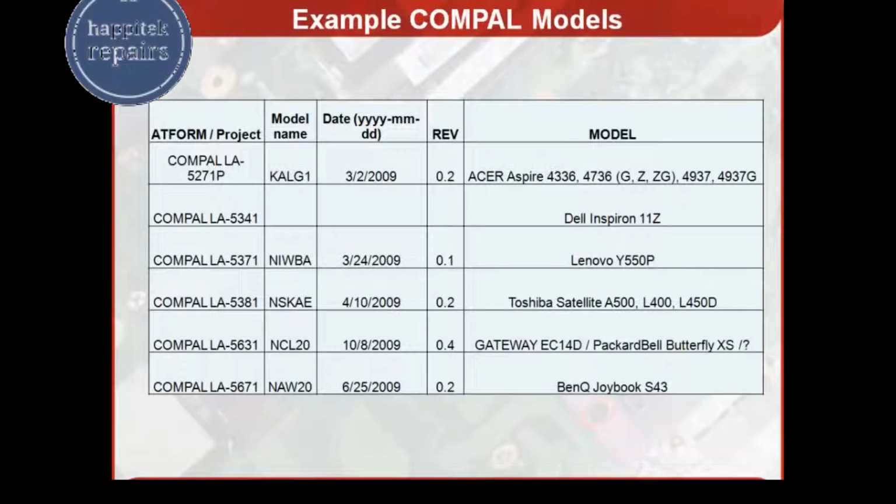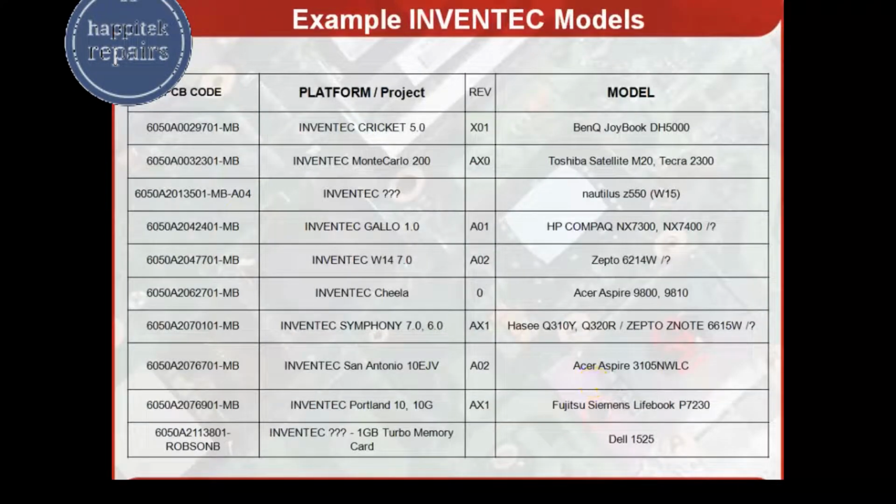This is Compal. If it is written LA5371, it means it is a Lenovo Wi-Fi. If it is written LA5381, then it is of the sort of Toshiba Satellite A500, L400, like that. Inventec also, the PCB has it written like this, a number will be there, MB like that. So we can identify which model number it is.